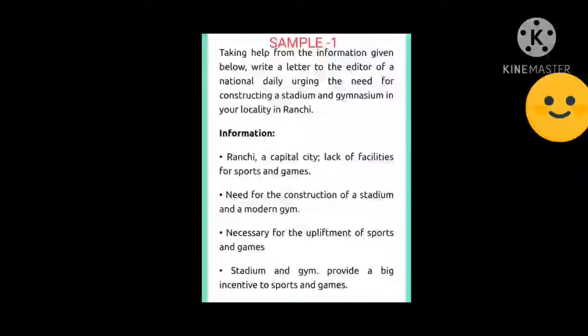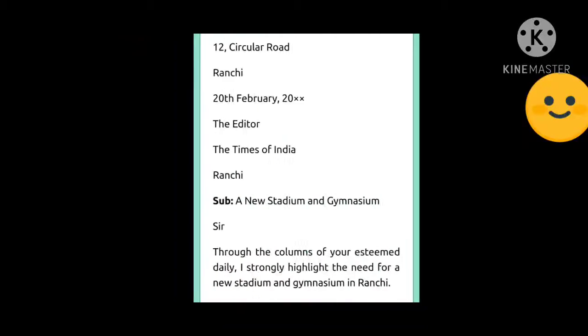Okay, what are the clues given here? Value points: Ranchi, a capital city, lack of facilities for sports and games, need for construction of a stadium and a modern gym, necessity for the upliftment of sports and games. Stadium and gym provide a big incentive to sports and games. Wherever these points are needed, you can include them in the body of the letter.